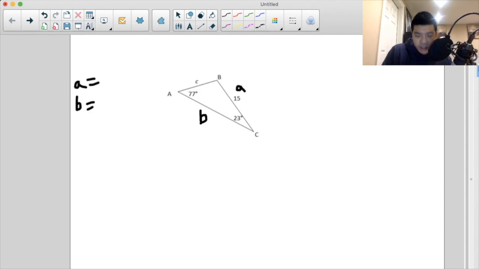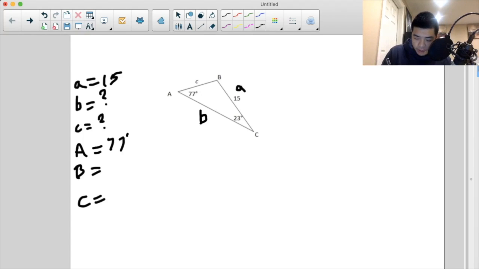The reason I like to put these all in a list is so you can see firsthand everything that you know and that you don't know, to get an idea of which variation of the sine law you should be using and which part of the sine law you don't actually need. So I know a is 15, b is unknown, c is also unknown, angle A is 77 degrees, angle B is unknown, and angle C is 23 degrees.